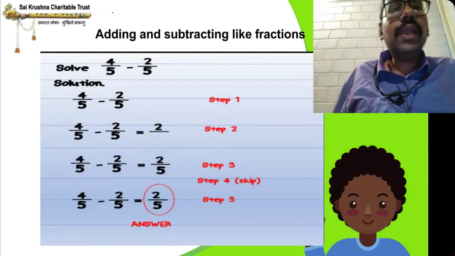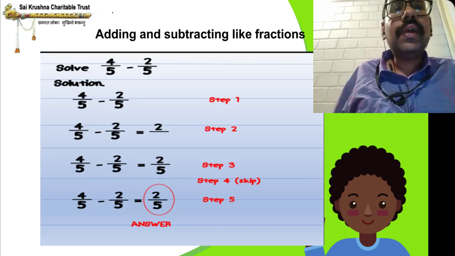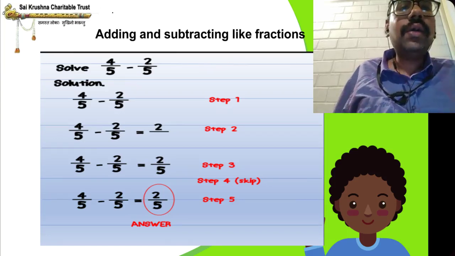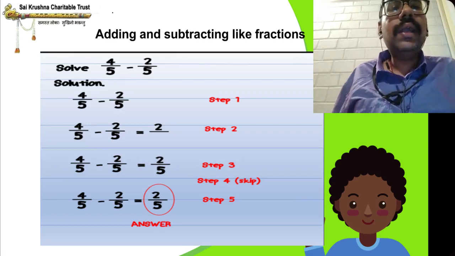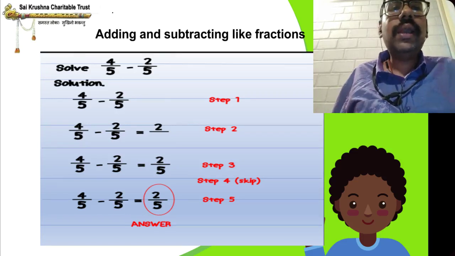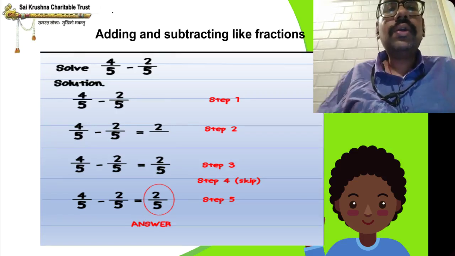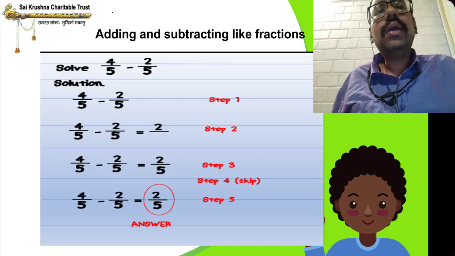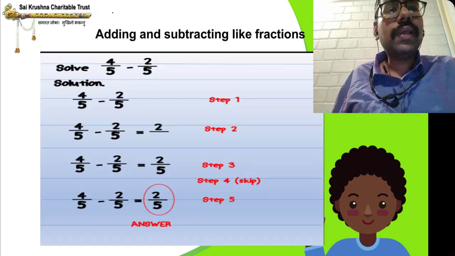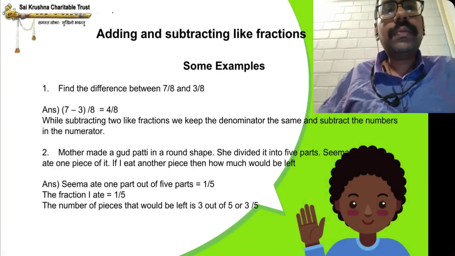One more, 4 by 5 minus 2 by 5. In step 1, what you have to do? First write 4 by 5 minus 2 by 5 again. Next step, what you have to do? Or you can directly take 5 common in the denominator, and in the numerator you have 4 and 2, right? Numerator 1 is 4, numerator 2 is 2. So numerator 1 minus numerator 2, 4 minus 2 is equal to 2. So the answer of 4 by 5 minus 2 by 5 is equal to 2 by 5. Okay. Now we'll do some problems.